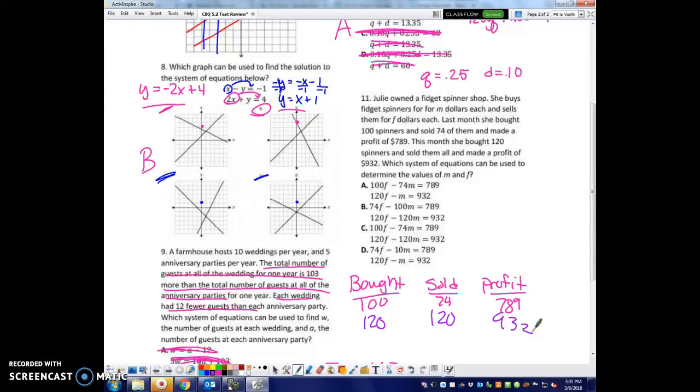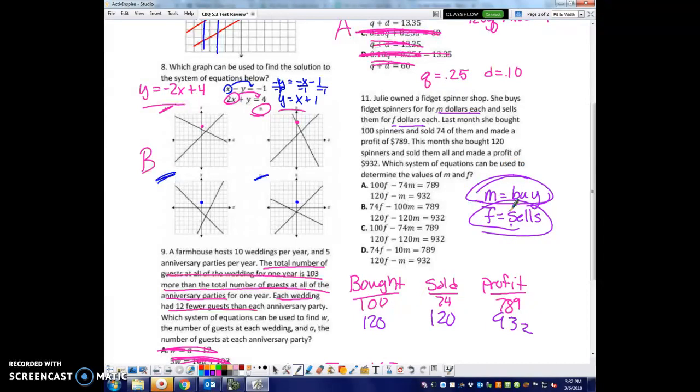Okay, so remember, M is the dollars she buys them for, and she sells them for F dollars, right? So M buy, F sells. Okay, so she's making a profit. You have to take what she bought and then subtract what she sells it for, to find her total profits. Oh, I'm sorry, it's the other way around. You have to take what she sells it for minus what she paid for it, okay?